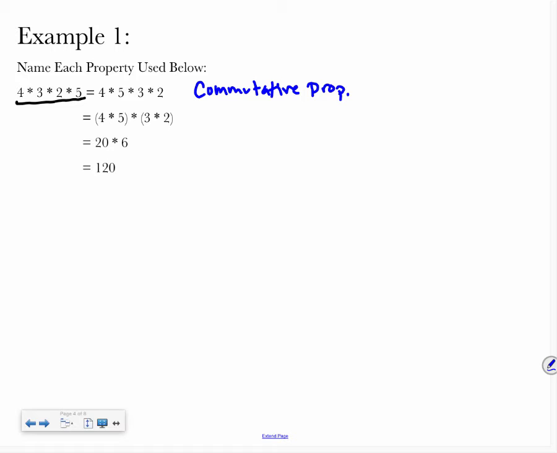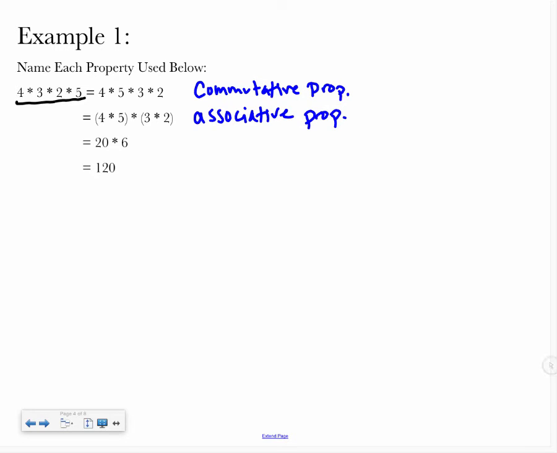And then going from the 4 times 5 times 3 times 2, now I have parentheses in there. I have inside the first set of parentheses 4 times 5 times our second set of parentheses, which contains 3 times 2. Which property deals with parentheses and grouping things together? That is our associative property.